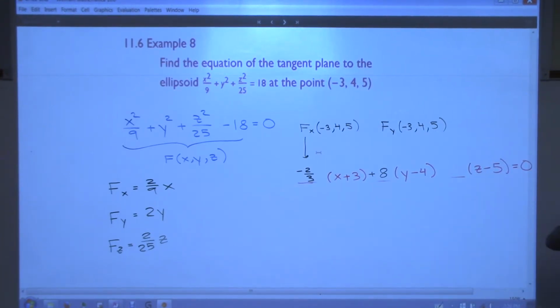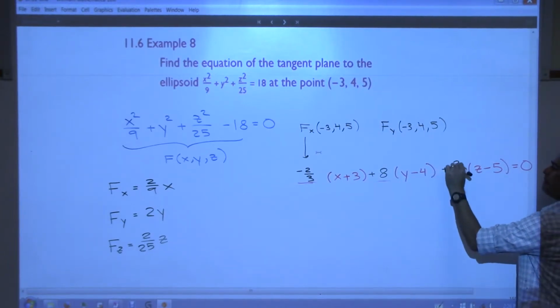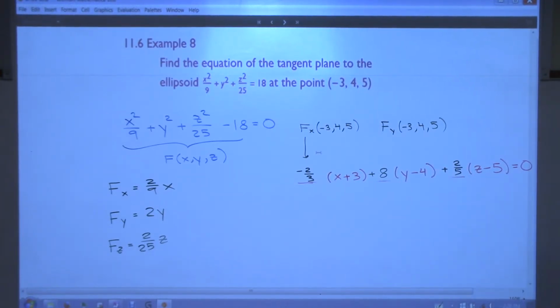Last one? 2/5. Voila. There it is. That's the equation of the plane. Now you could go through and clean that up, right? Distribute through. If you didn't like the fractions, you could multiply both sides by 15, and you could do whatever.